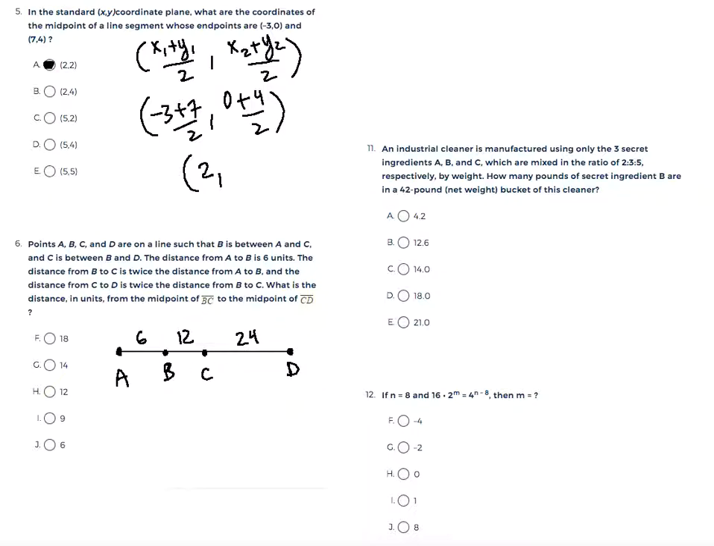Let's see, what is the distance in units from the midpoint of BC to the midpoint of CD? So we're talking about the midpoint of CD and the midpoint of BC, right? So the distance between these two, right?